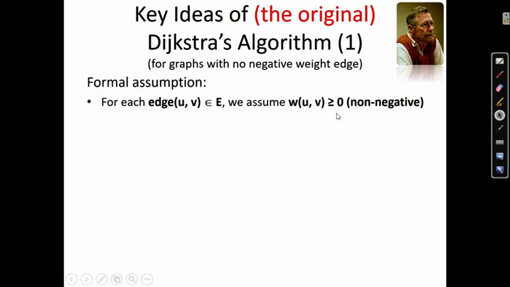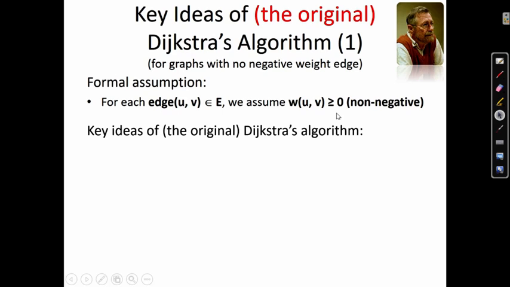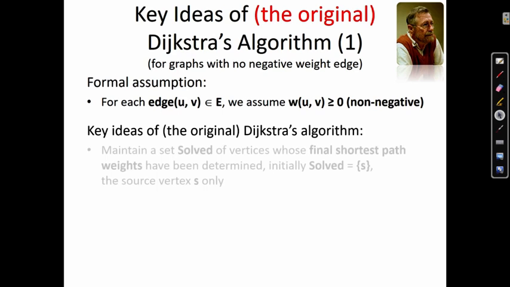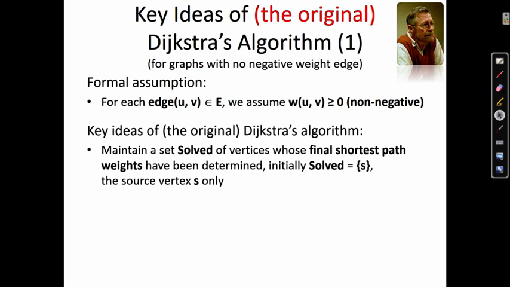So the key idea of Dijkstra's algorithm is like this. Maintain a set of solved vertices, a set called solved, whose final shortest path weight or final shortest path cost has been determined. In the beginning, solved only contains the source vertex S. Why? Because that's the only one we know. It takes zero cost to reach S from S itself.